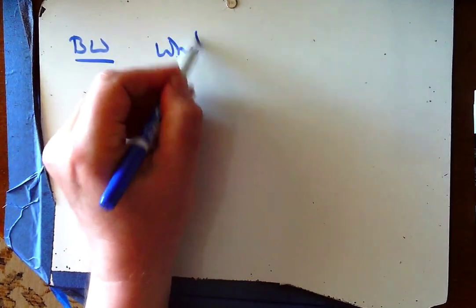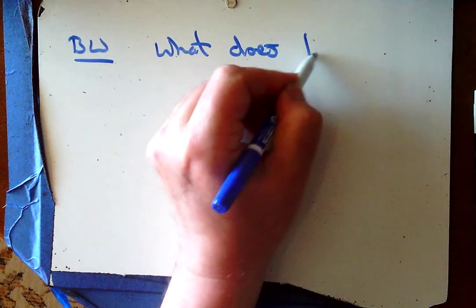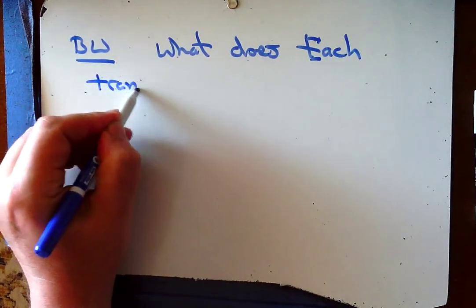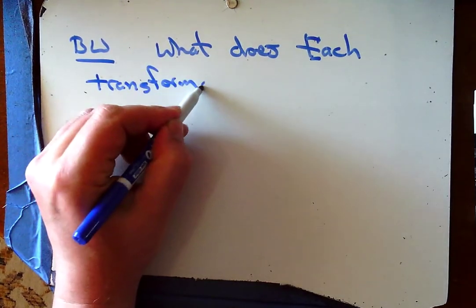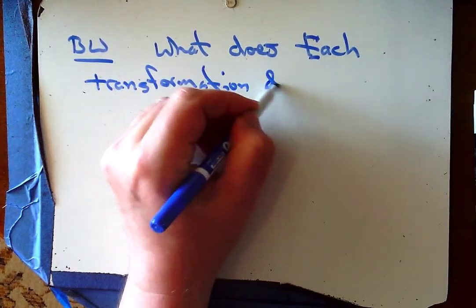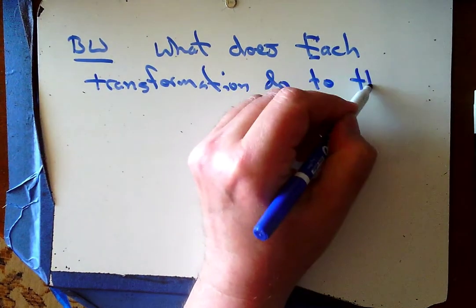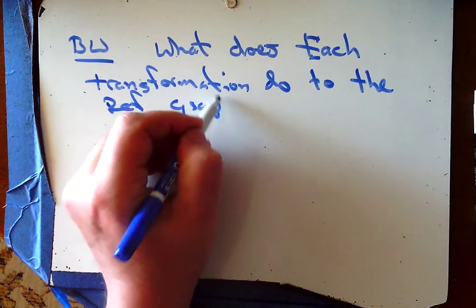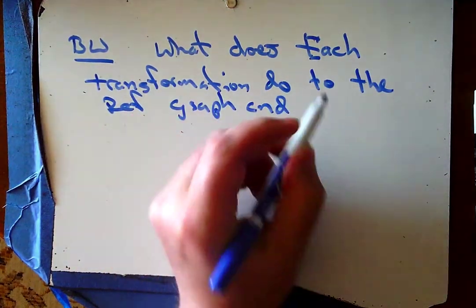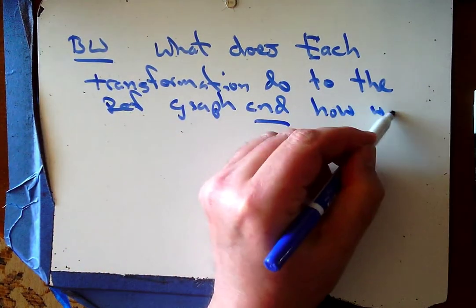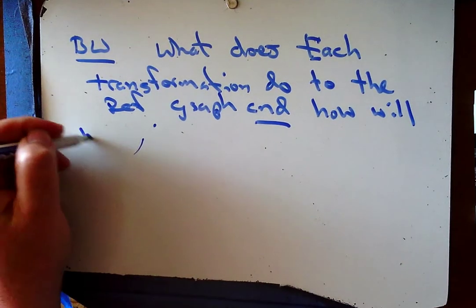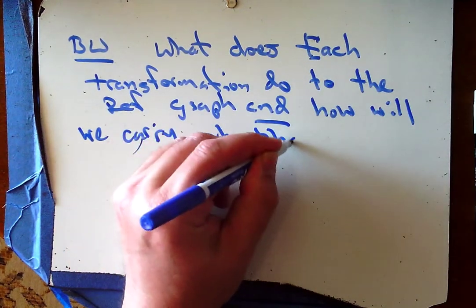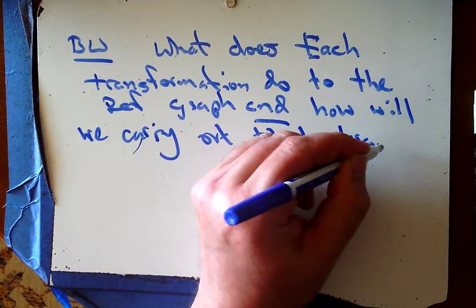What does each transformation do to the reference graph, and how will we carry out those transformations?